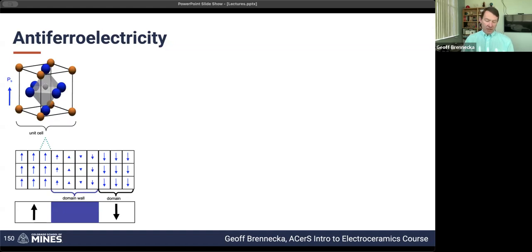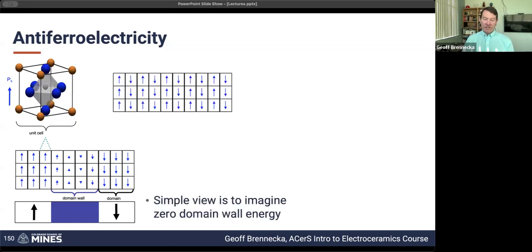So instead of having an interaction between this dipole and the one next to it that says we're lower energy when we're pointing in the same direction, that interaction is just the opposite, saying that it's actually lower energy to balance things out locally. So if you have a spontaneous polarization pointing up here, then it's lower energy for the one next to it to be pointing directly down. And that means the one next to it is up and down and so on and so forth.